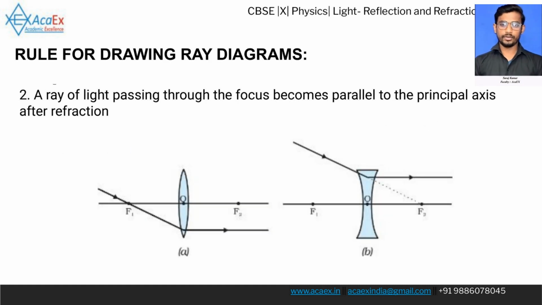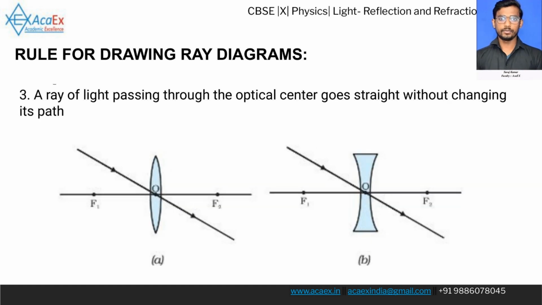Rule 2 for drawing ray diagrams for lenses. A ray of light passing through the principal focus for a convex lens, or directed towards the principal focus for a concave lens, will emerge parallel to the principal axis after refraction. Rule 3. A ray of light passing through the optical center of a lens will go straight without any deviation.